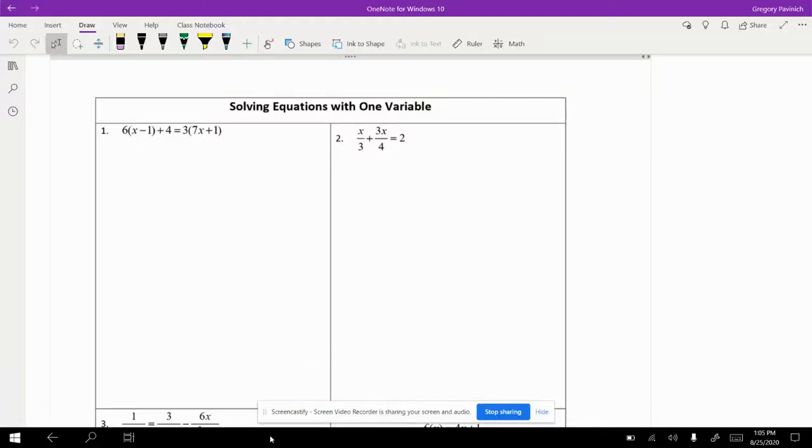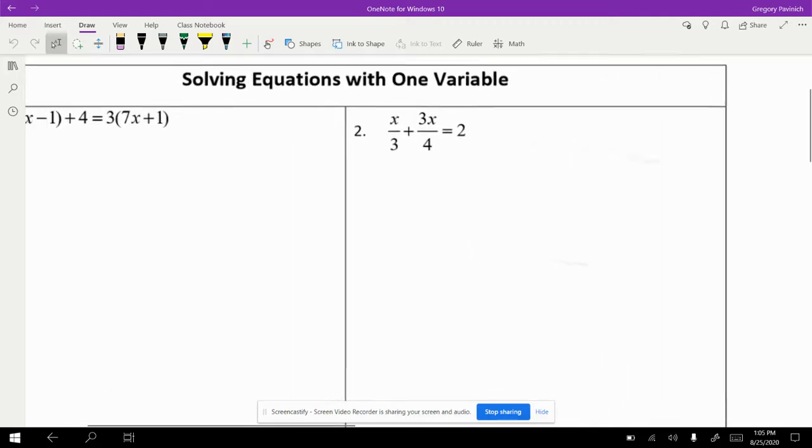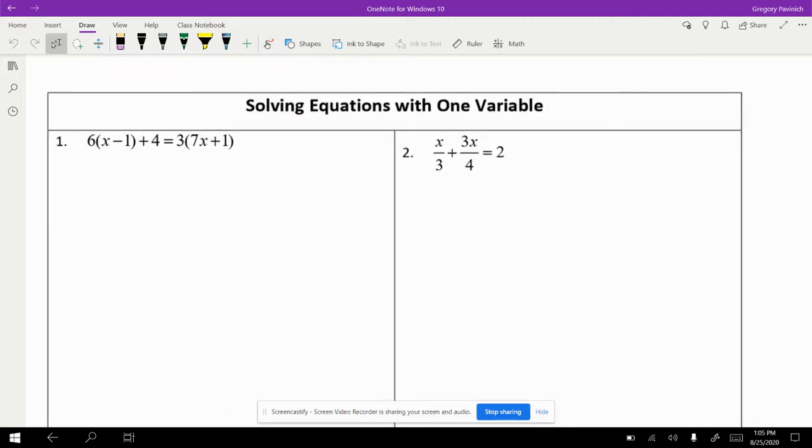Hey, this is our next INB for section 1.2 in the book, and this is solving equations with one variable. This would be a blast from the past from Algebra 1. Most of it will be a review. There might be a couple tricks that you hadn't seen. First one is just solving for x. We're going to distribute.